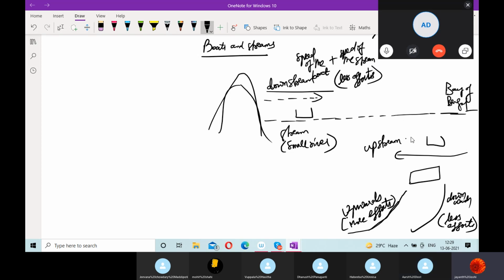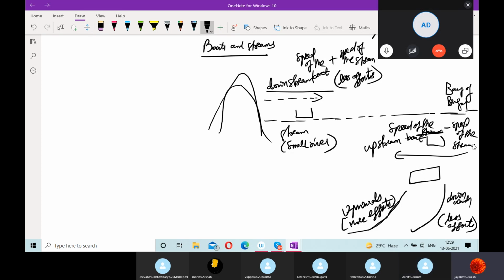Now in the opposite direction, for example, going upstream, you need to row against the stream, and here it is not added up. You have to beat the stream's speed. That means you have to go in the opposite direction, and here the effort would be very much. So speed of the boat minus speed of the stream. This is in the upward case, opposite direction, correct? So these are the concepts.